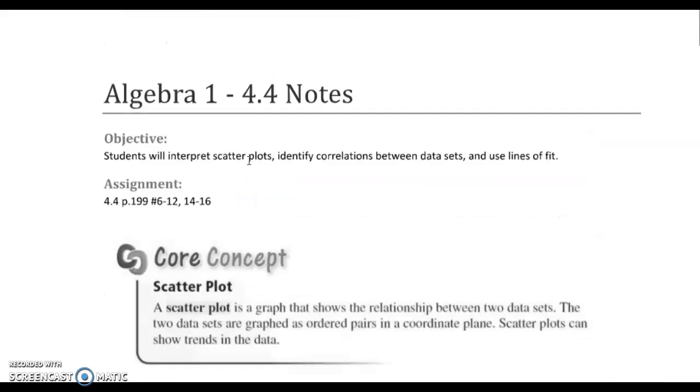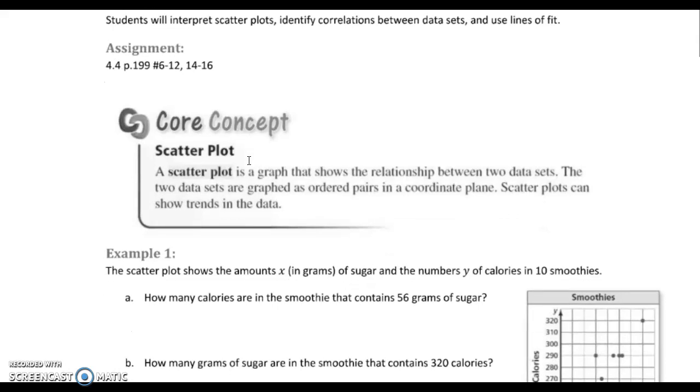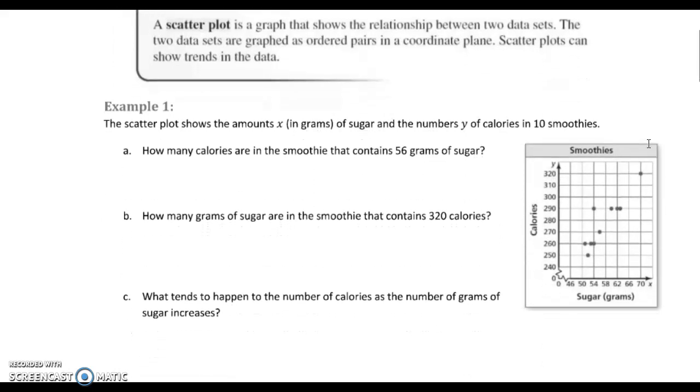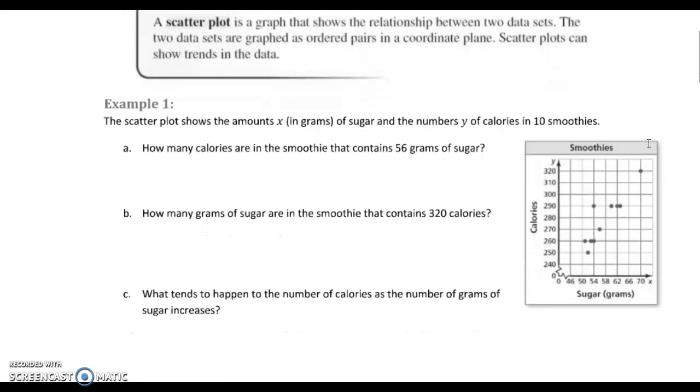Okay, so we're looking at the 4.4 notes, and we're going to be discussing scatter plots and correlations. A scatter plot is just a graph that shows the relationship between two different sets of data. We graph the two data sets as ordered pairs, like points in a coordinate plane. And scatter plots might be able to show trends in the data, depending on what the data is.